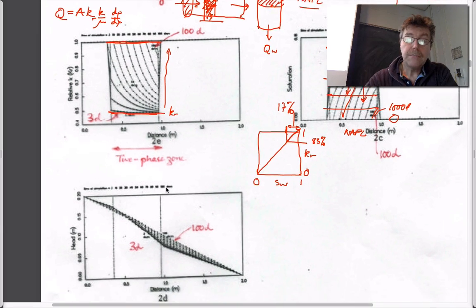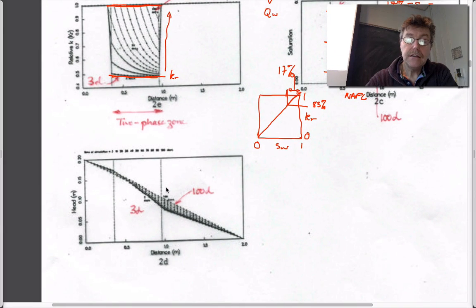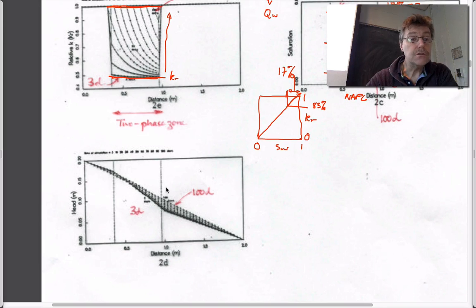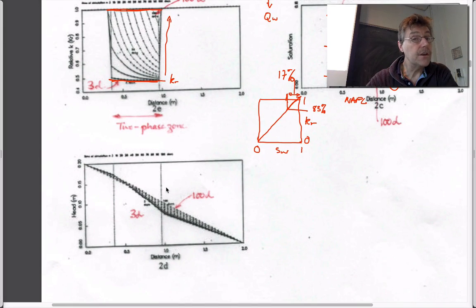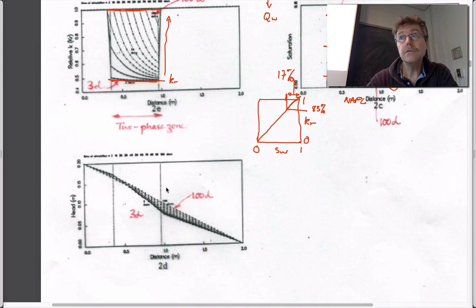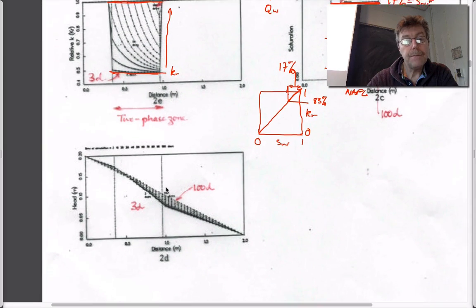What would we expect the pressure distribution or the head distribution to look like along that length as we go through this? Can we rationalize what that would be?